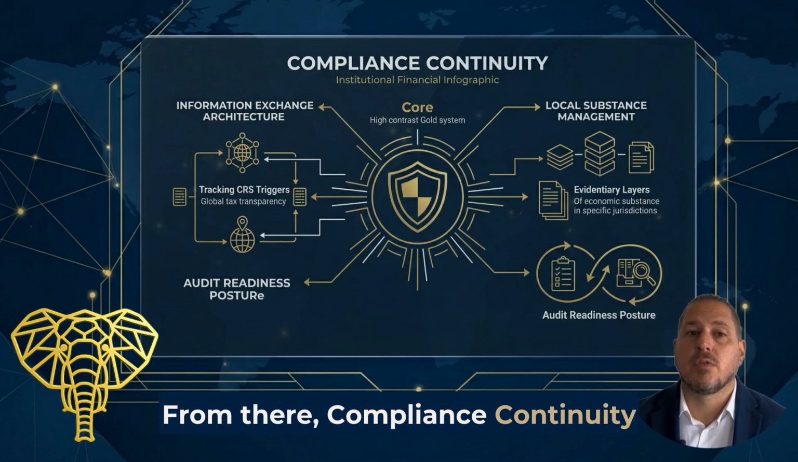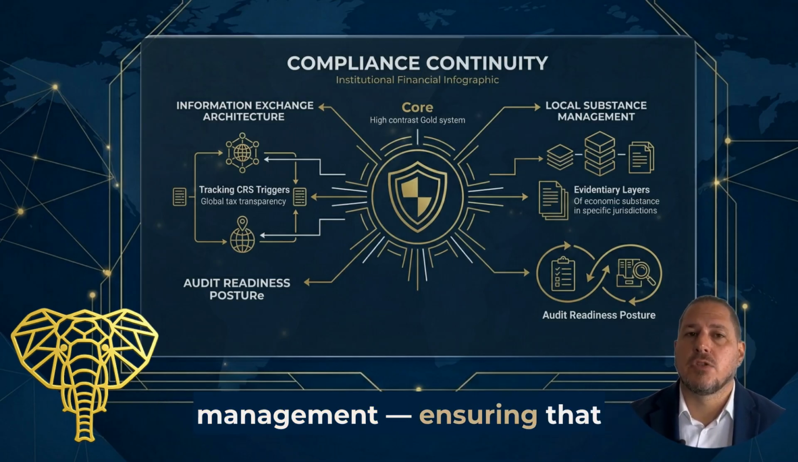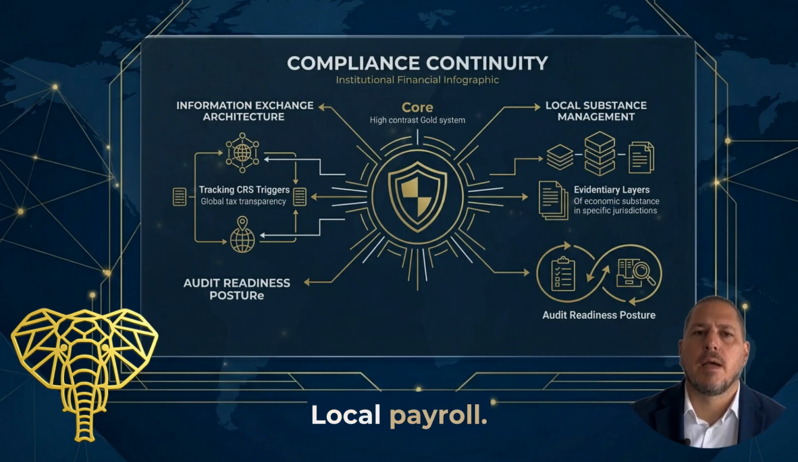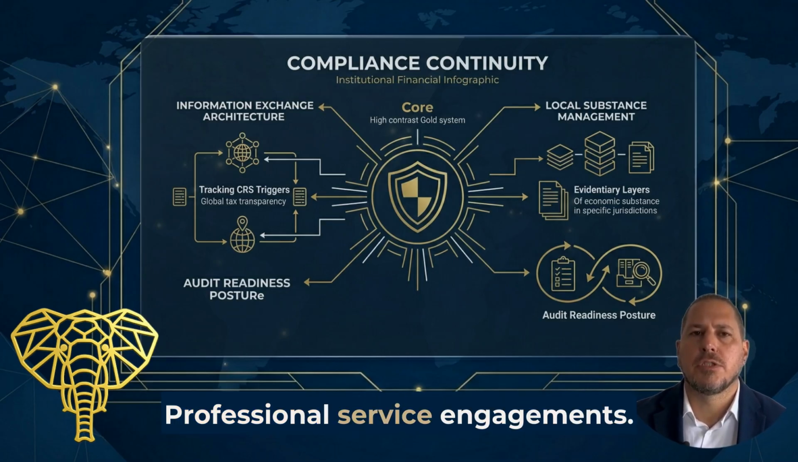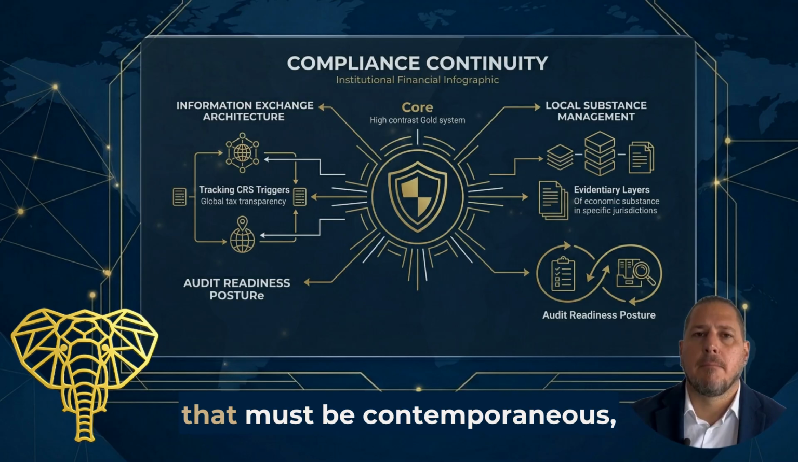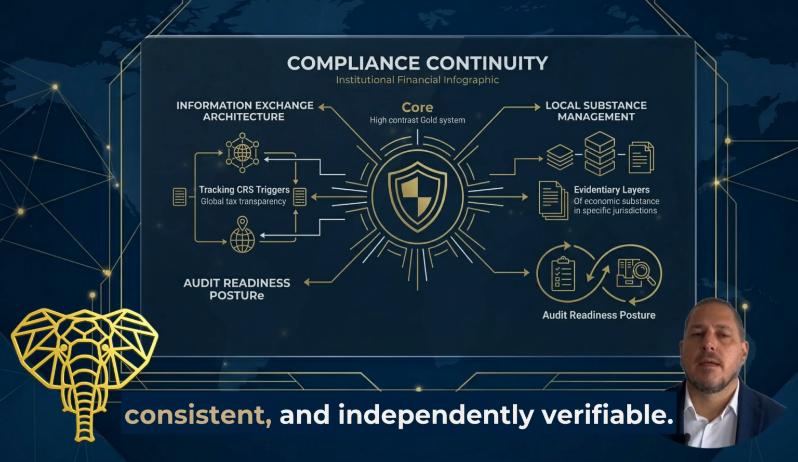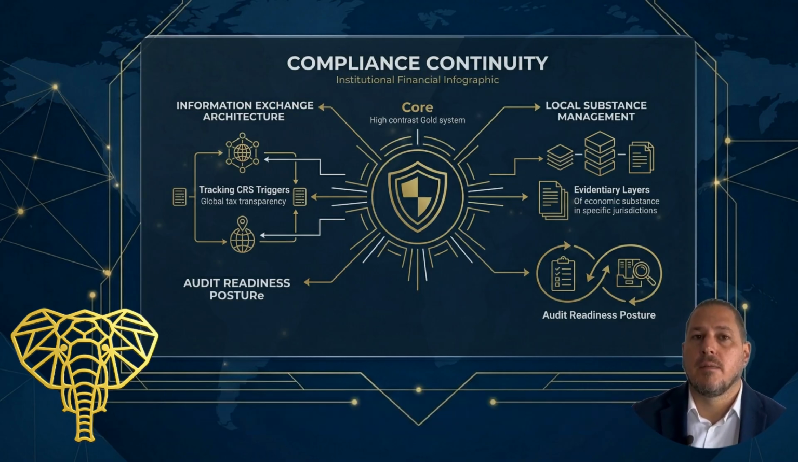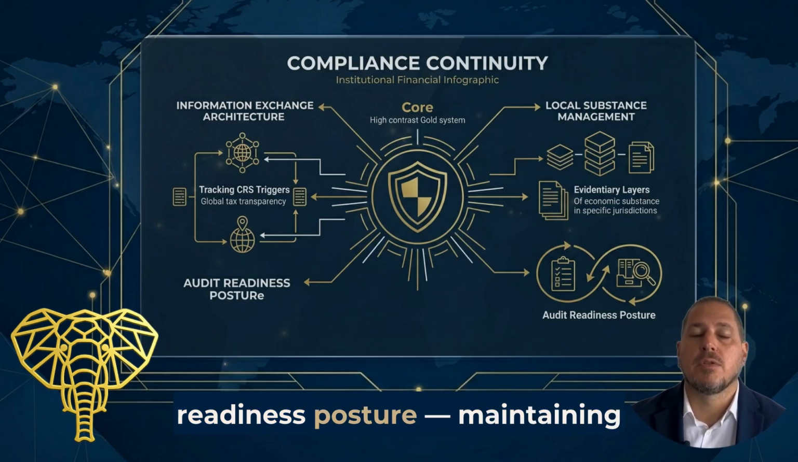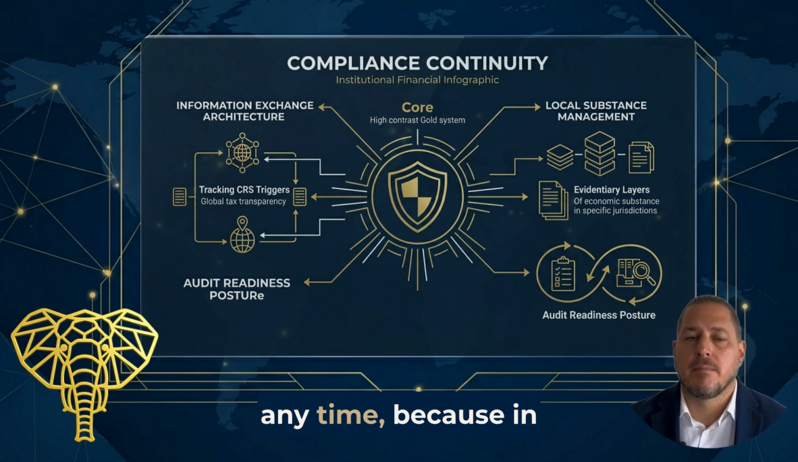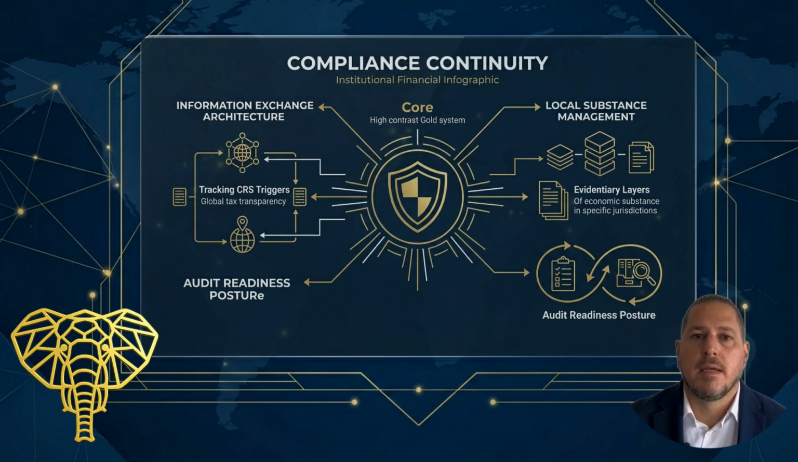From there, compliance continuity extends to local substance management, ensuring that the economic activity attributed to the target jurisdiction is not merely on paper, but is auditable. Lease agreements, local payroll, board minutes, professional service engagements. Each of these elements constitutes an evidentiary layer that must be contemporaneous, consistent, and independently verifiable. And finally, compliance continuity requires a forward-looking audit readiness posture, maintaining documentation as though an inquiry could arrive at any time, because in the modern regulatory environment, it can.